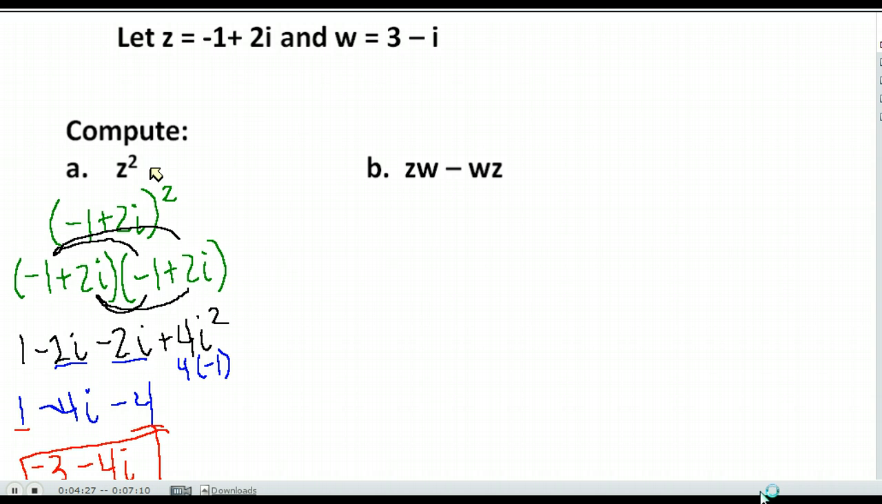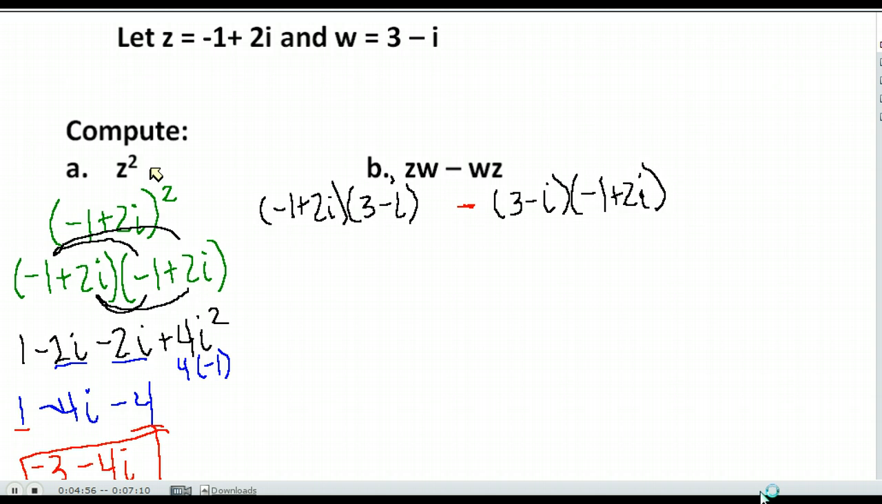Alright, this other one is going to take a lot more room from me. It wants z times w minus w times z. So I am going to try to have enough room to do this. Z times w. And you may see a pattern here, okay? And w times z. Now I'm going to do these one at a time, okay? Again, we have to kind of FOIL that out.